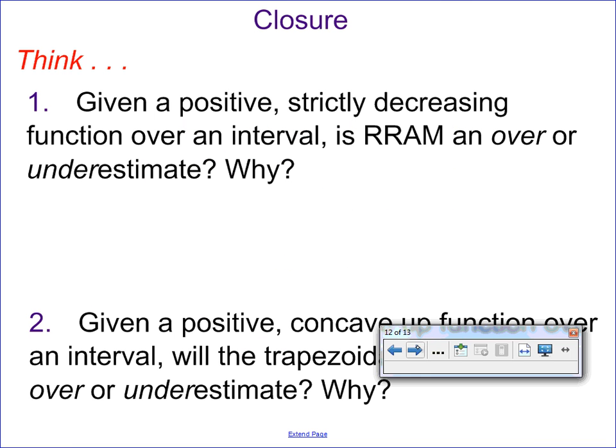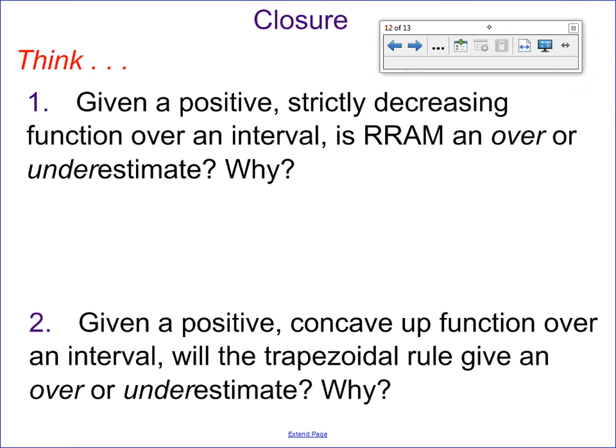Okay. So let's go ahead and close it up. I want you to think about given a positive, strictly decreasing function over an interval, would my right endpoint rectangular area approximation method be an over or underestimate, and why? Be ready to share. If our function is positive concave up over an interval, would the trapezoidal rule give an over or underestimate, and why? Be ready to share. I'm going to pause.